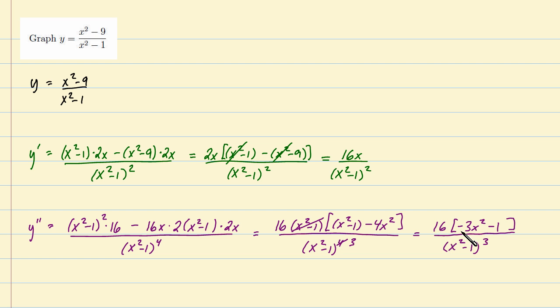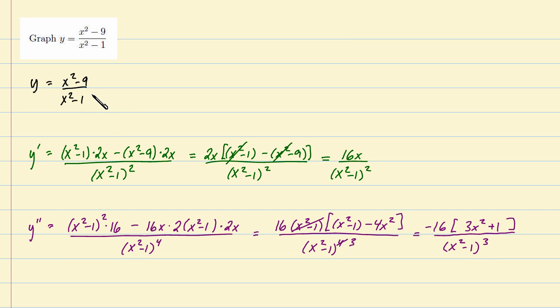We could pull that negative out, leaving both of these positive if we wanted to. There. Now all 3 of these, y and y prime and y double prime, are in simplified form. But keep in mind that the interesting features of the graph are often associated with where these three expressions are either 0 or undefined.